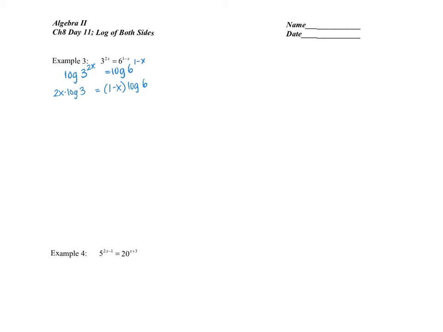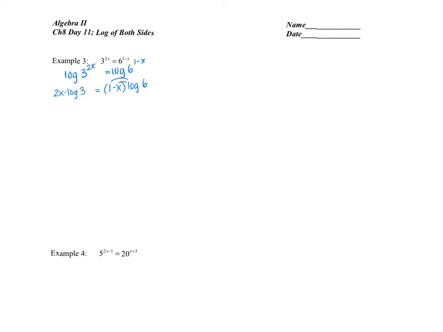The first thing we want to do here is notice that on the right side, we have 1 minus x. This binomial is being multiplied to log of 6. So what we're first going to have to do is distribute the log of 6. So this 1 is going to be multiplied by the log of 6 and the negative x.